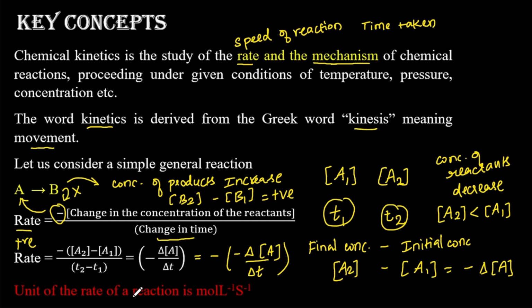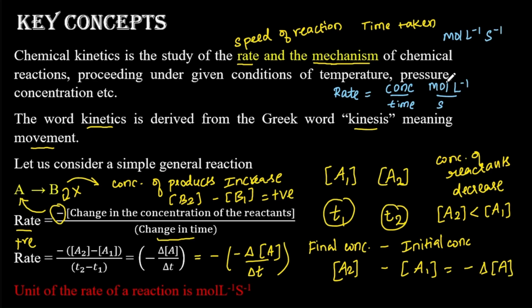So what is the unit of rate of the reaction? So rate is concentration divided by time. So I will write here, rate is equal to concentration divided by time. Concentration is measured as moles per liter and time is measured in seconds. So the unit of rate of the reaction is mole per liter per second.